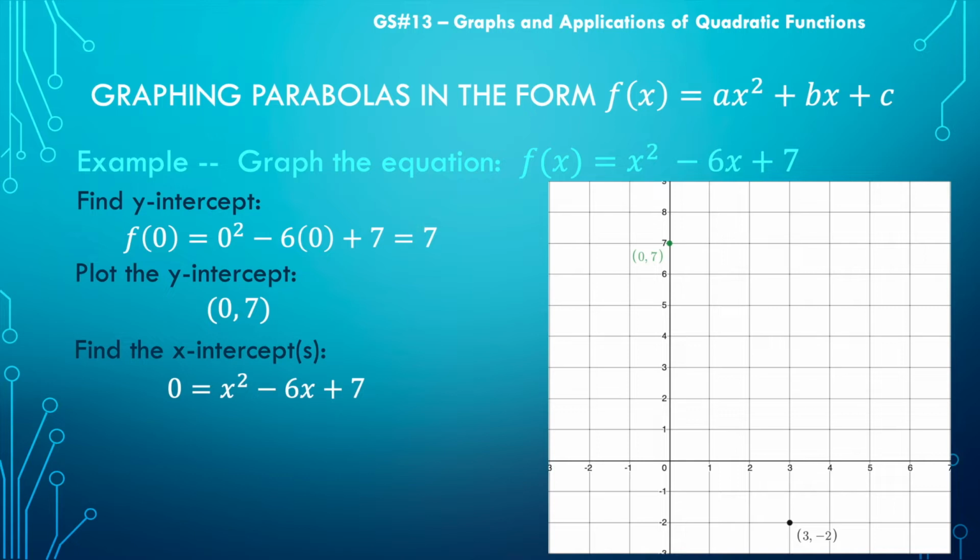So when I see this equation, 0 is equal to x squared minus 6x plus 7, I want to be able to solve that for x. So I would first check and see, does this factor? Well, let me think about this.